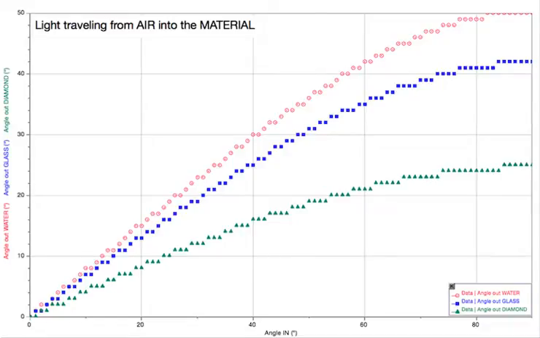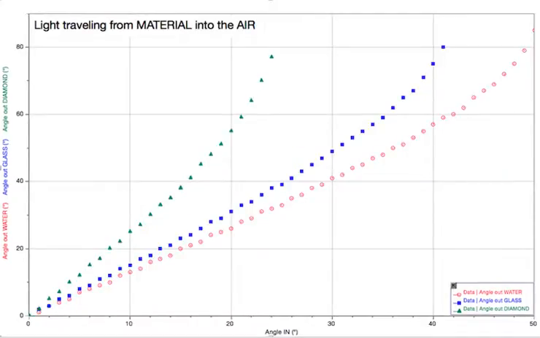Now, we can do a similar thing from the material into air. So say in this case we're in glass and we're going to go out into air. So if the angle of incidence in the glass is 40 degrees, the exit angle is, oh my goodness, we've got to go way up here. We're almost at 80. So let's see, we're probably at 75. So you can see how we read this.